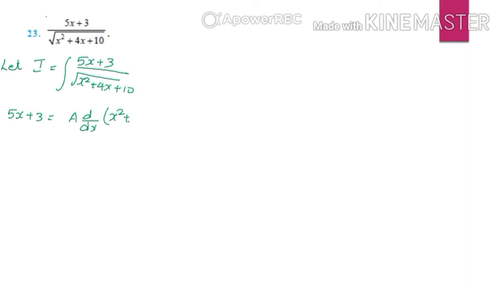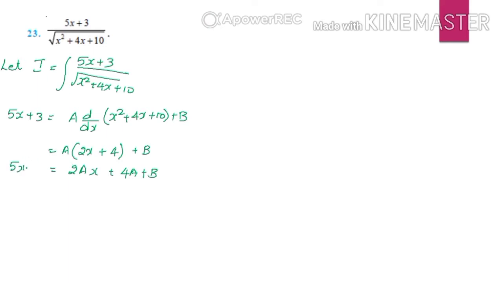We are going to see sum number 23: integral of (5x plus 3) divided by square root of x square plus 4x plus 10. So let us take I equal to this integral. As per the previous sum, we can write 5x plus 3 equal to A into d by dx of (x square plus 4x plus 10) plus B. On differentiating, we get A into (2x plus 4) plus B. When I multiply A inside, we get 2Ax plus 4A plus B.